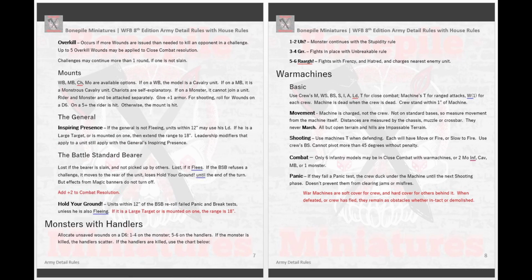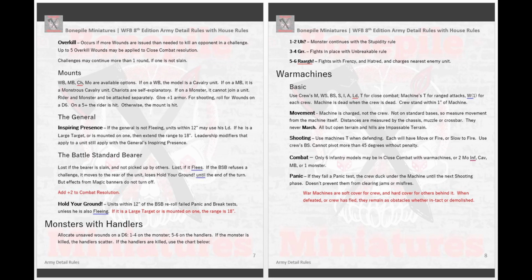And this page continues on with the character rules. Overkill is the same, mounts are the same, and the general's inspiring presence is the same. But there are a couple of changes to the Battle Standard Bearer rules. We already mentioned in other places that the Battle Standard Bearer adds +2 to combat resolution. And we also have a small addition to the Hold Your Ground rule.